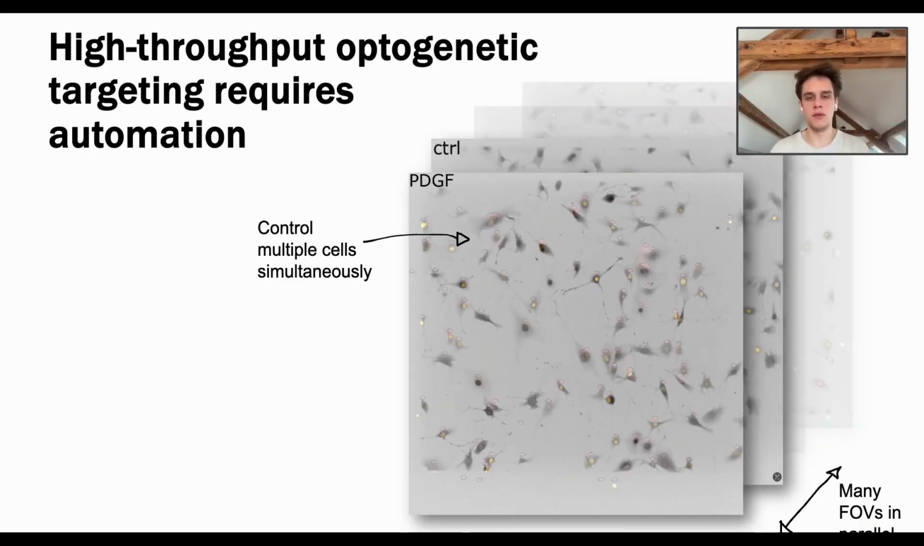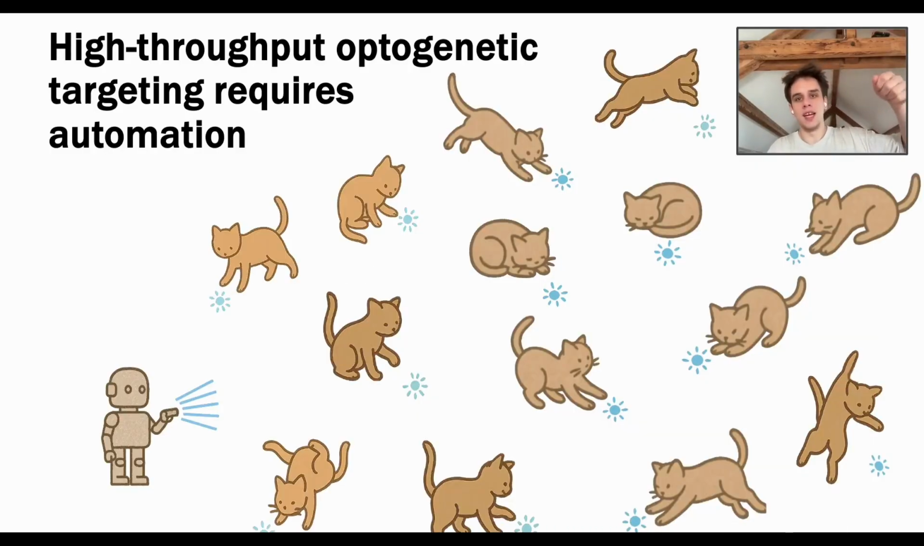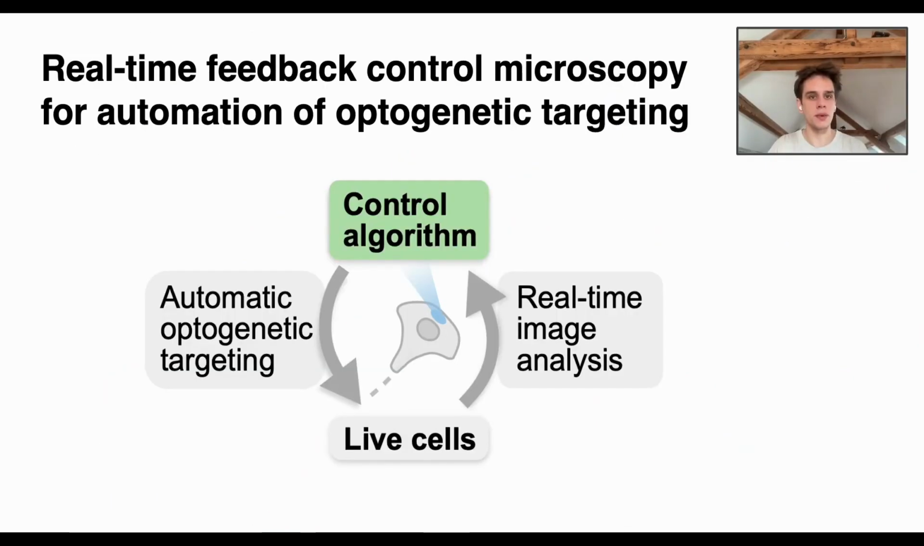And also there's thousands of cells in parallel, so if you wanted to do this manually, you would have to sit in front of the microscope and click on the individual cells every couple of minutes across thousands of cells across multiple days, which would be really annoying to do. So the goal of my PhD was to build this kind of robot that is able to shine the light automatically in front of each cell. And the way we do this is that we have this feedback control loop where we have a control algorithm that decides where we want to shine the light. We automatically shine the light on top of the cells, and then we use real-time image analysis and automated tracking to inform the control algorithm where the cells actually are.